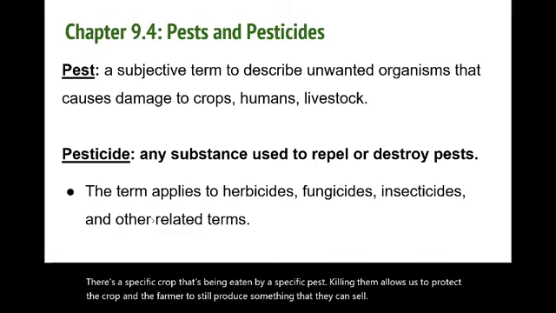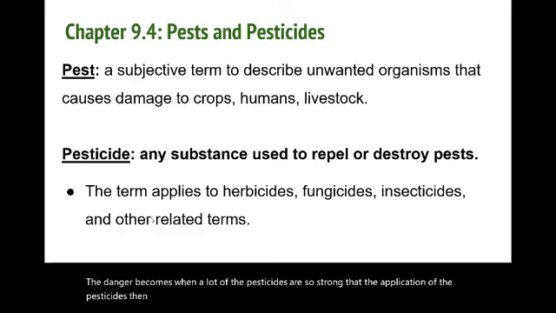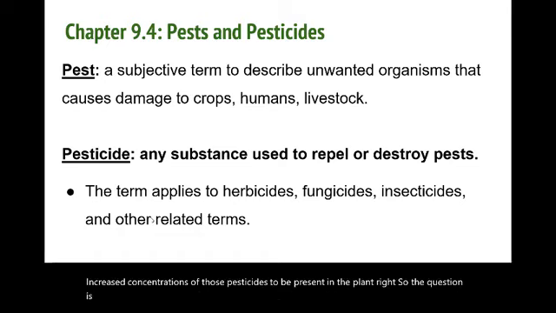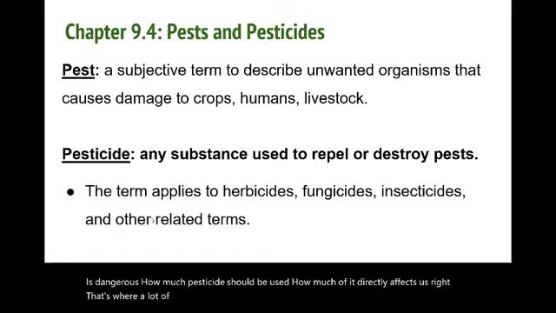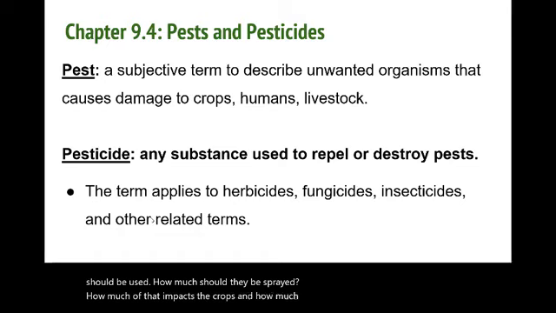The danger becomes when a lot of the pesticides are so strong that the application of the pesticides then causes excess chemicals to be present in the soil, and then increased concentrations of those pesticides to be present in the plant, right? So the question is, how much is dangerous, how much pesticides should be used, how much of it directly affects us, right? That's where a lot of debate arises, because there are differing opinions on what pesticides should be used, how much should they be sprayed, how much of that impacts the crops, and how much of it do we get when we ingest it, right?